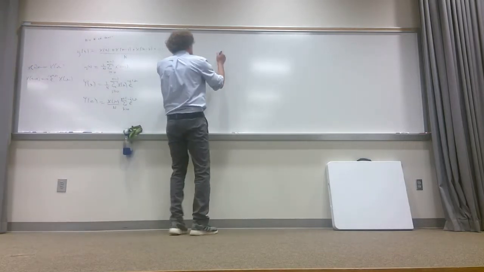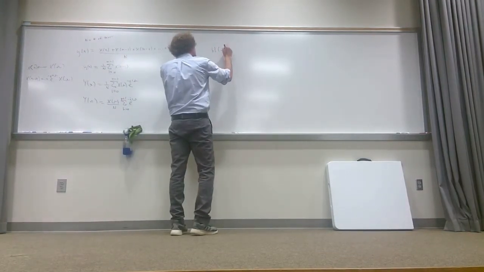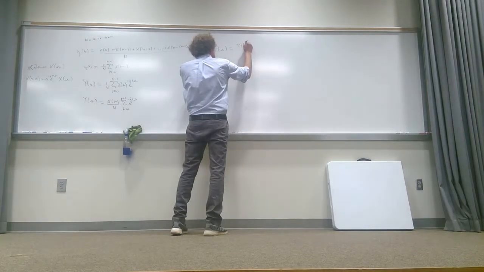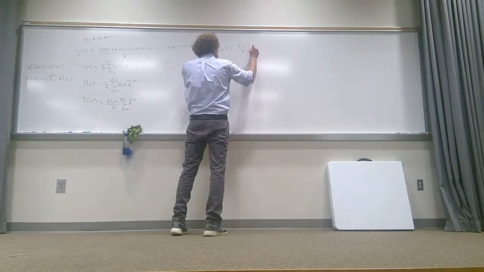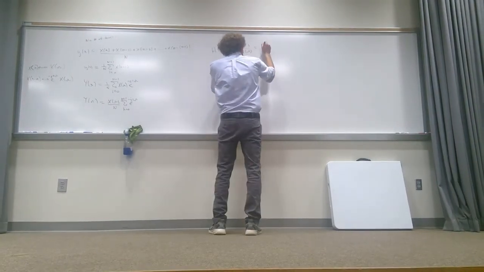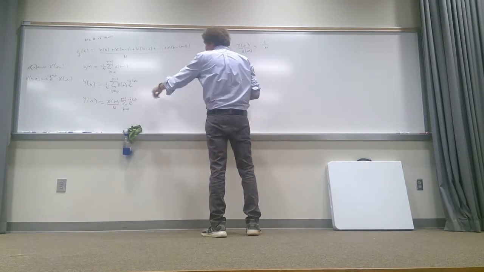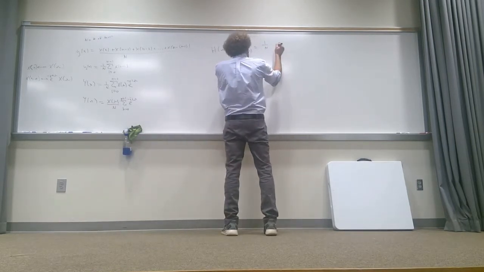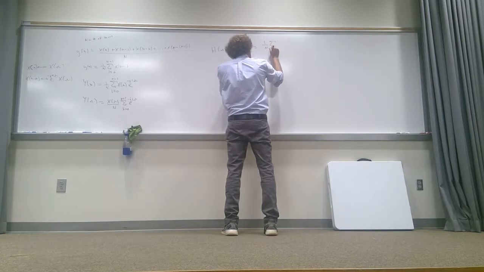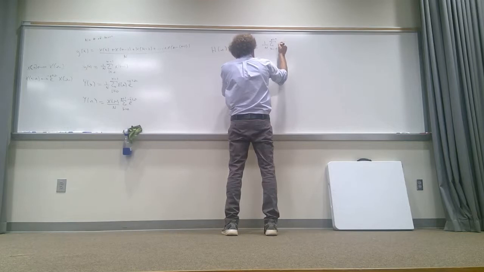And now what I'll do is take X of omega by Y of omega and define the transfer function. I'll say H of omega is simply equal to Y of omega over X of omega. And that's equal to 1 over n here. And then it's going to be times this series, the sum up to n minus 1 of e to the minus j omega times i.